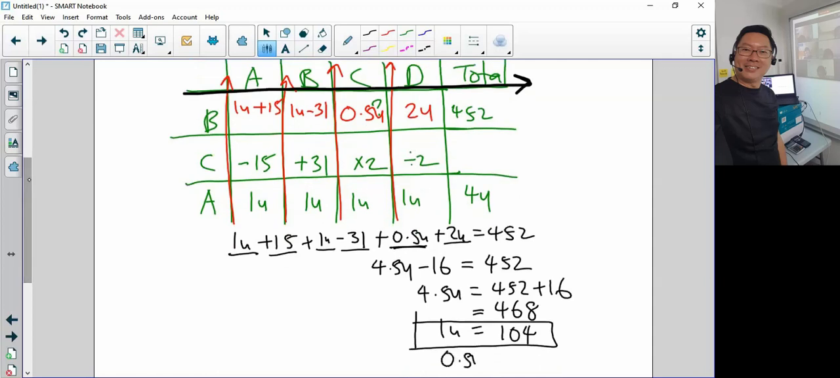So half a unit is 104 divided by 2. And your answer is 52. That is your part A already, half a unit. Okay, now part B, all right, how do we do for part B?